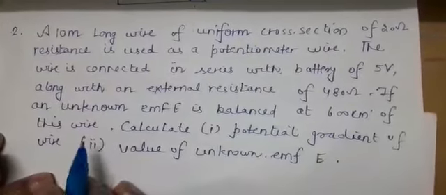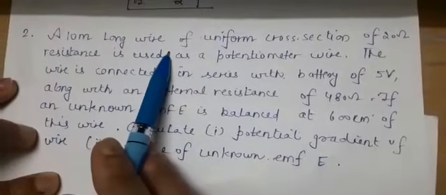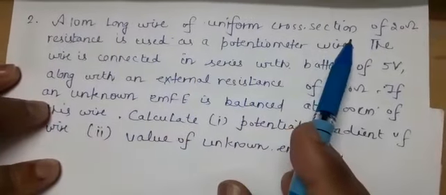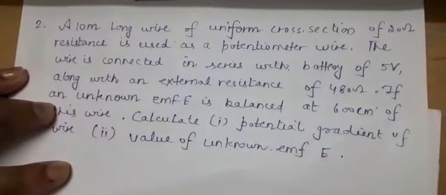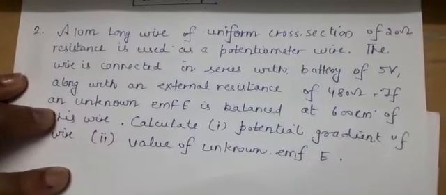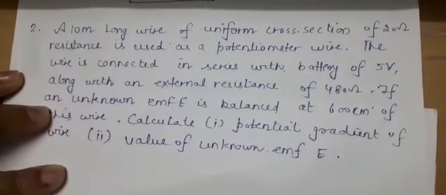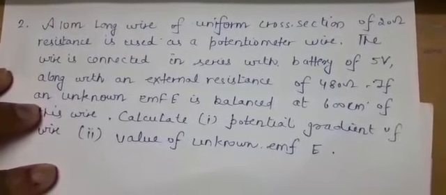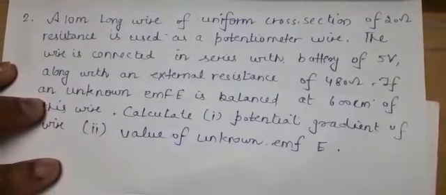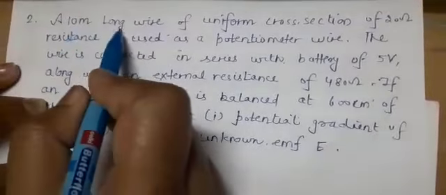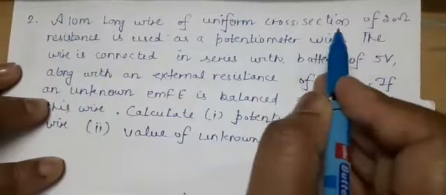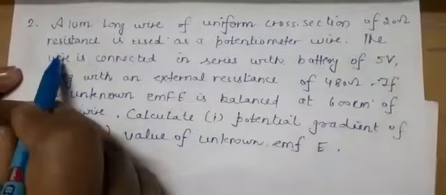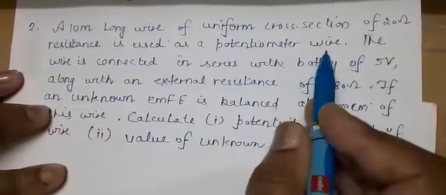Coming to the next numerical, a 10 meter long wire of uniform cross section. Here see the next numerical which I am taking. Here basically we have to understand the statement very carefully. The statement seems to be quite long, but the answer is quite simple. Main steps you have to analyze. A 10 meter long wire of uniform cross section of 20 ohm resistance is used as potentiometer wire.